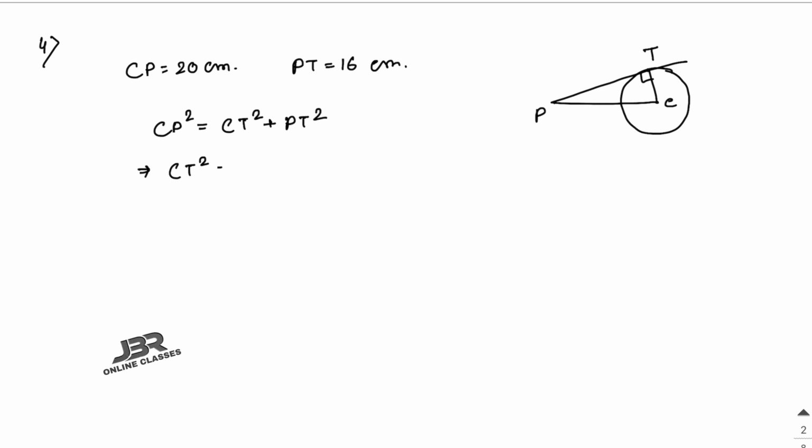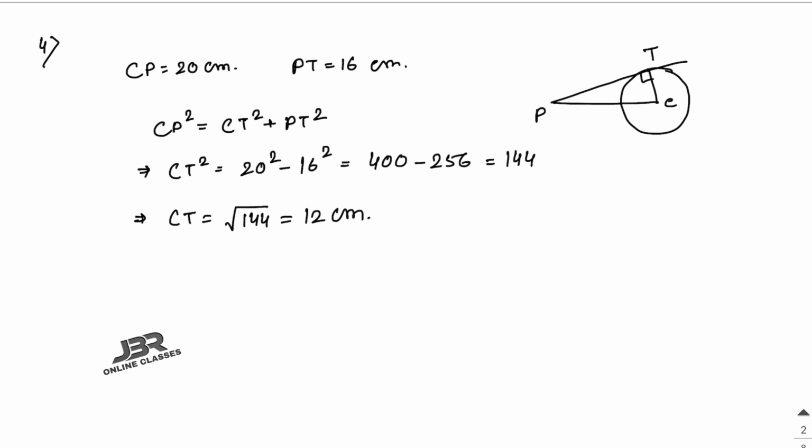So that means CT square equal to CP square, that means 20 square, minus PT square, that means 16 square. So 20 square is 400, and 16 square is 256. So next thing you have to subtract 256 from 400, it's 144. So CT equal to root over 144, and it's 12 centimeter as your answer.